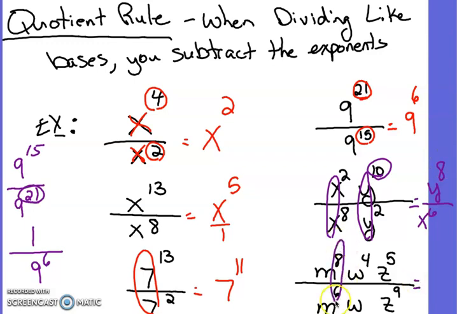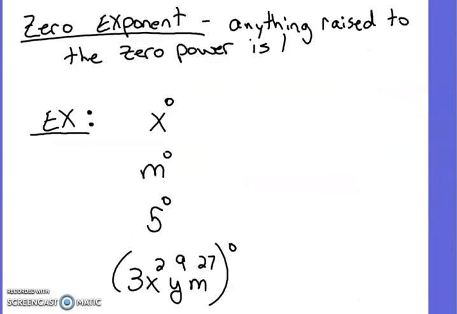So on a problem like this, you have your m's. I have 2 more m's up top, so it's m squared. I have 3 more w's up top, so that's going to be w cubed up top. But I have 4 more z's on the bottom. So that would be the final answer on that one. Again, I'm just basically subtracting the exponents, and you just have to notice where the majority of them are, whether at the top of the fraction or at the bottom of the fraction.